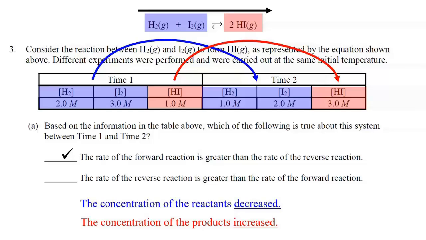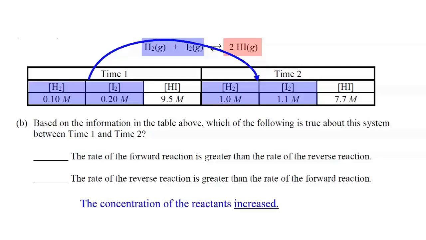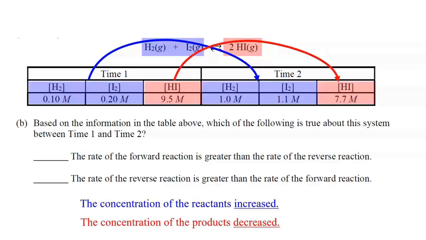Now let's move on to part B of this question. So at time 1, the concentration of the reactants, hydrogen and iodine, are 0.1 molar for hydrogen, 0.2 molar for iodine. The concentration at time 2 of the reactants is 1.0 molar for hydrogen and 1.1 molar for iodine. So in that time interval, the concentration of the reactants increased. And in that same time interval, the concentration of the product, HI, decreased from 9.5 molar to 7.7 molar. So if we have an increase in reactants and a decrease in products over that time interval, there must have been a net conversion from right to left, or from products to reactants. So the rate of the reverse reaction in that time interval is greater than the rate of the forward reaction.